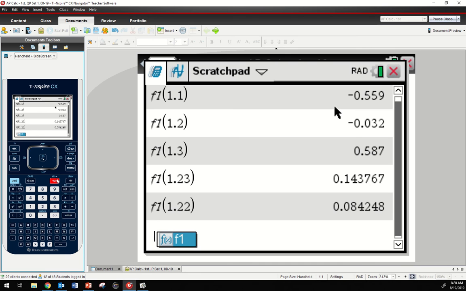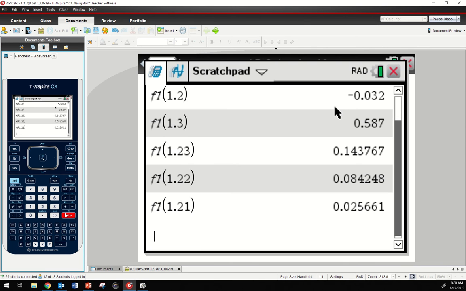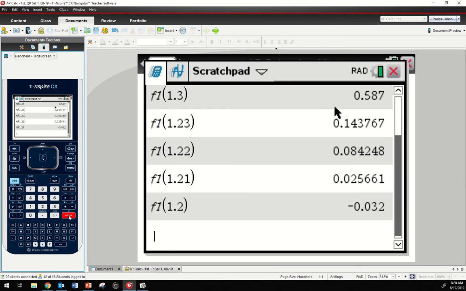So let's try it again. 1.21. Still positive. And 1.20. So let me see. 1.20. Ooh, look at that. So I know it's changing from negative to positive where?